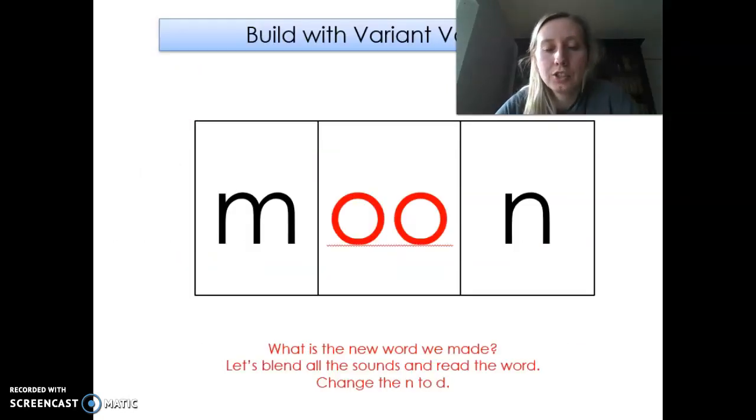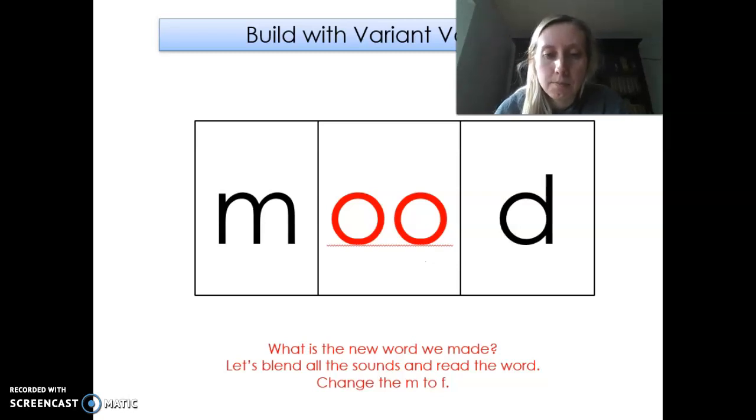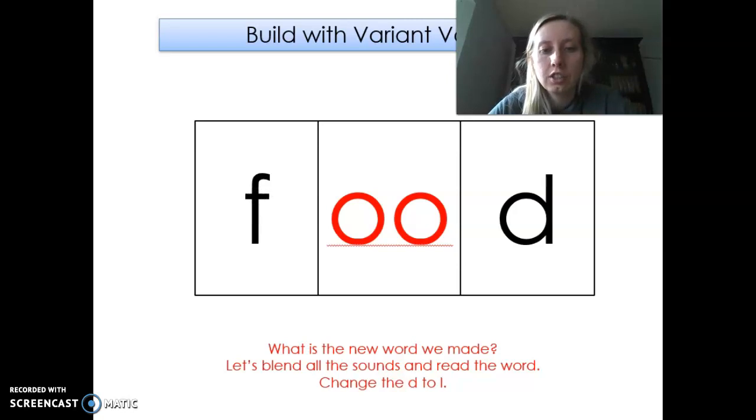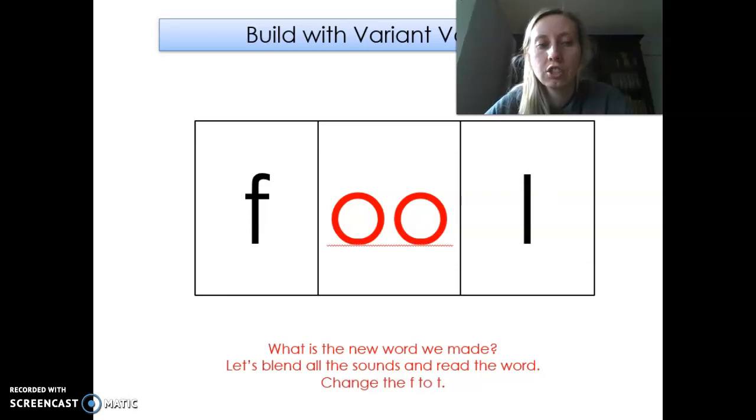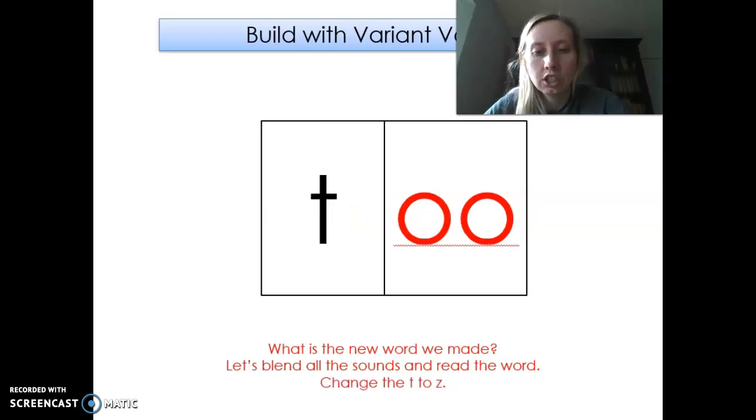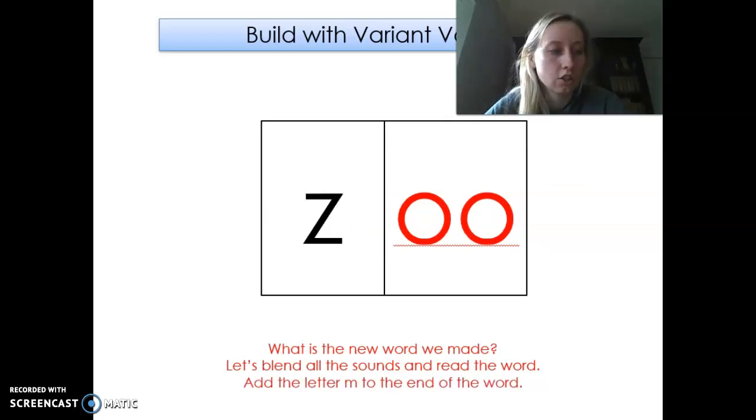Okay, now we're going to play our game. So I'm going to give you 3 seconds. That says oo. 3, 2, 1, moon. Change the n to d. Mood. Change the m to f. So this is going to be f, this one. Food. Change the d to l. Fool. Change the f to t. Tool. Get rid of the l. Cover it up. Two. Change the t to z. Zoo. Add the letter m at the end. Zoom.